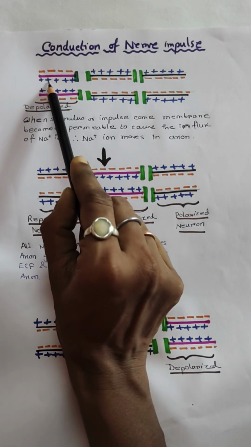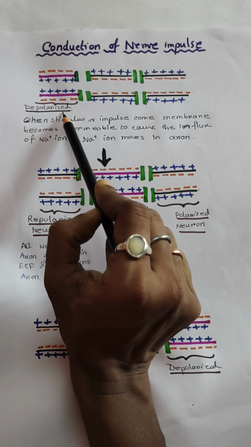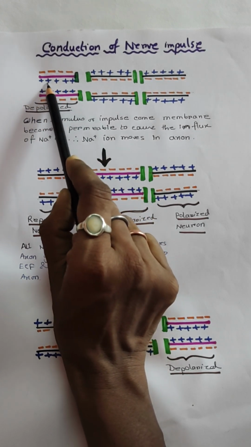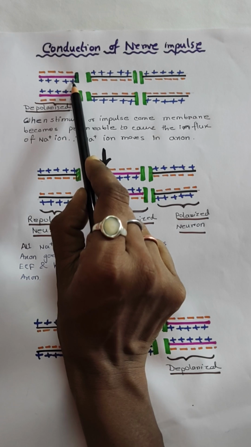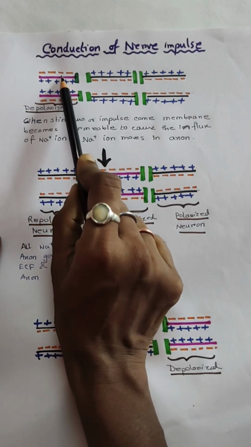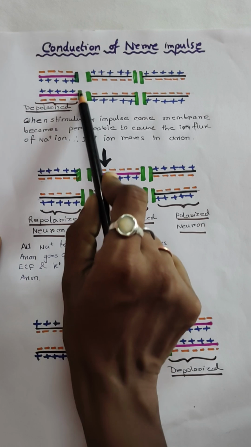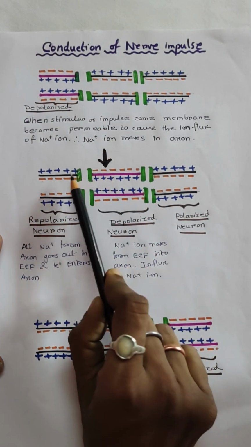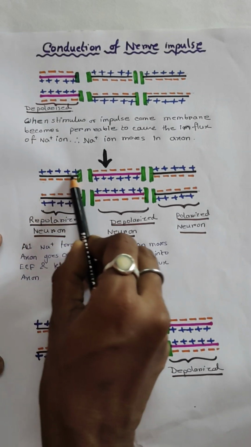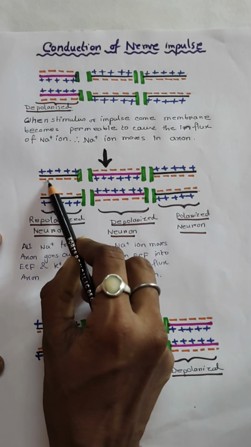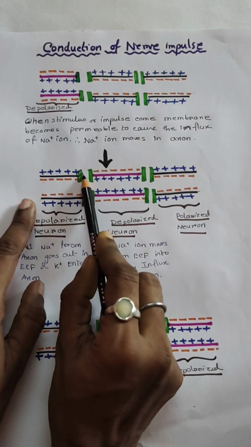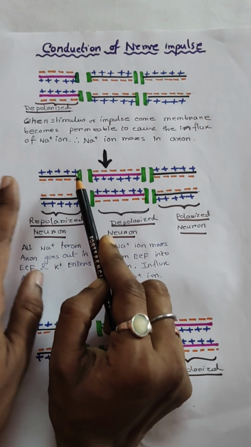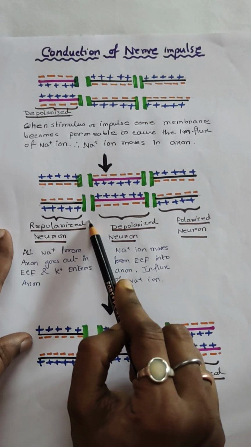So here look at this picture. This is the depolarized state. After influx of the sodium ion, the inside of the membrane becomes positive and outside becomes negative. Then what happened? For the next step, the impulse is conducted throughout the membrane. Whenever the impulse comes from this portion to the next portion, then the depolarization is happening for the next part, and the previous part becomes repolarized.